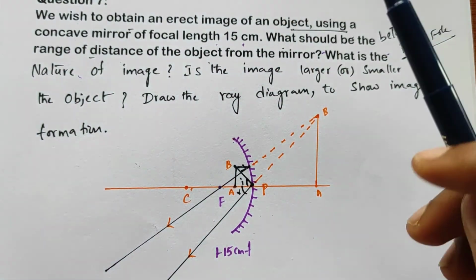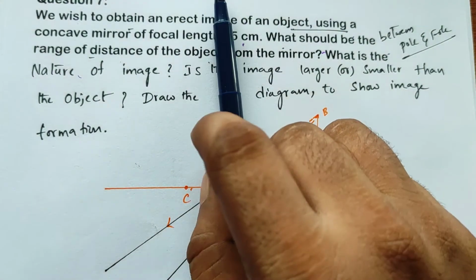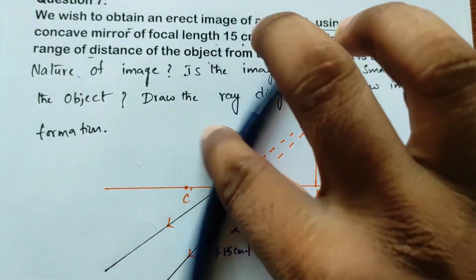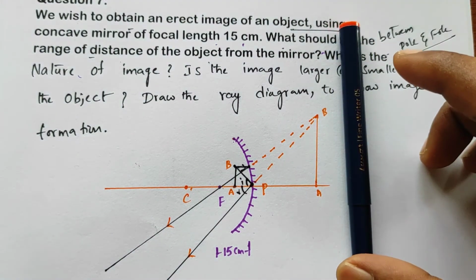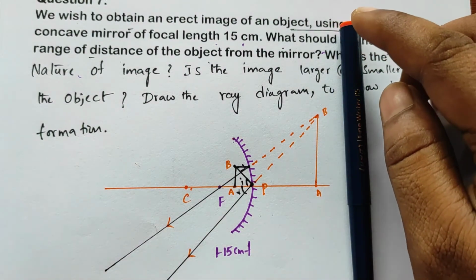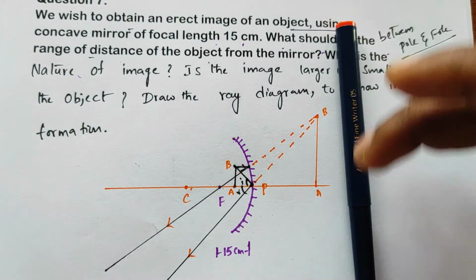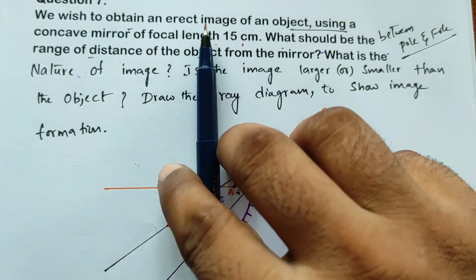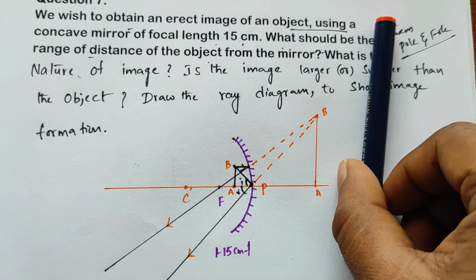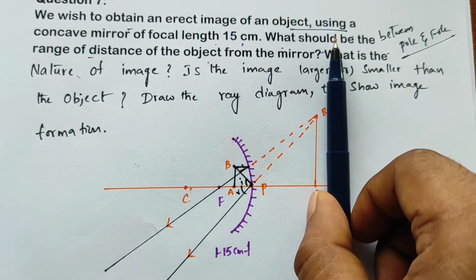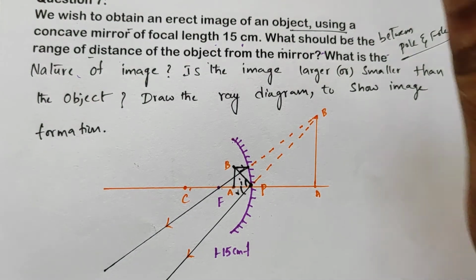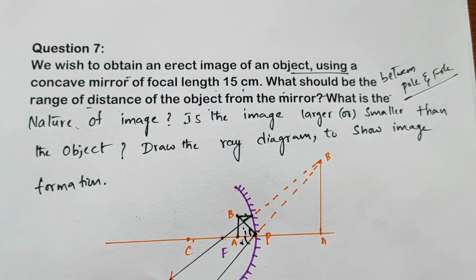Object, how I kept it: foot, head like this. In the same way I got foot, head like this. So we can call this an erect image. Inverted means the image changes: if I keep the object like this, the image will come like this. That is called inverted. If I keep the object like this and the image also forms like this, that is called an erect image. So all conditions are satisfied and we have drawn the ray diagram also.